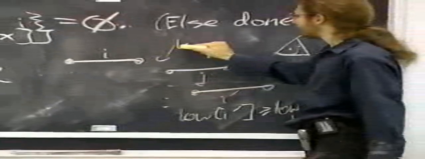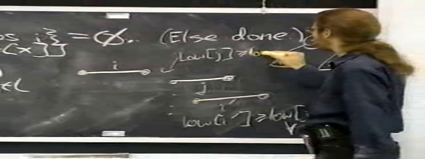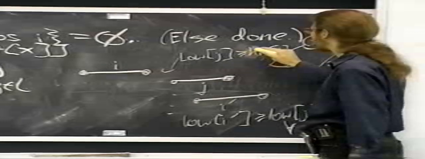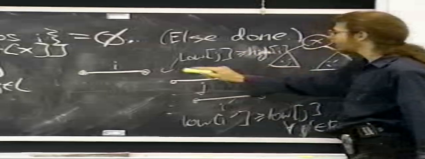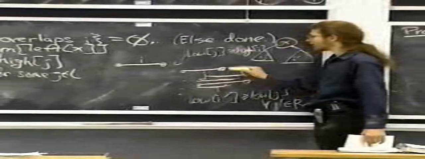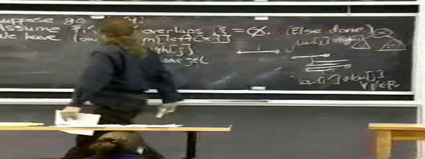Whew, I have to think. Okay, that's bigger than low of j. We know that low of j is bigger than high of I. Low of j is bigger than low of I in particular, and it's actually bigger than high of I. It's bigger than everything in I. Because j did not overlap I, that means that everyone over here that's in R does not overlap I. And that's what we wanted to prove. Okay, if you follow all that.